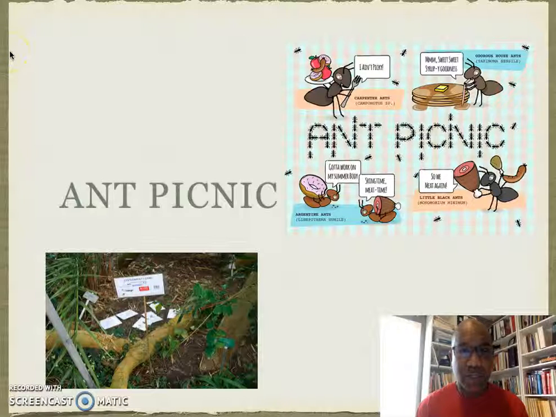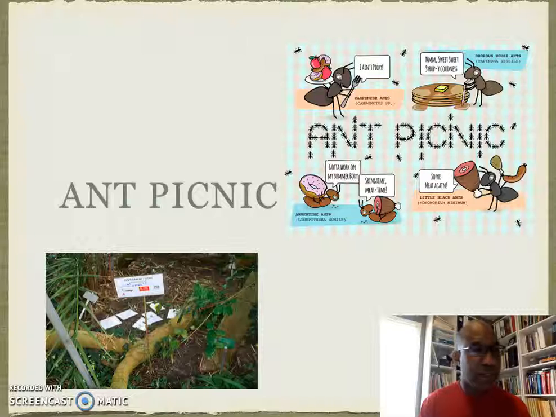Ant Picnic was an opportunity for the students to use the academic vocabulary that they've learned. And also, one interesting thing, I saw them relying less on the word wall and using the experiences that they had with the ants to think of those words while they were speaking. And I saw this also transfer into their writing.